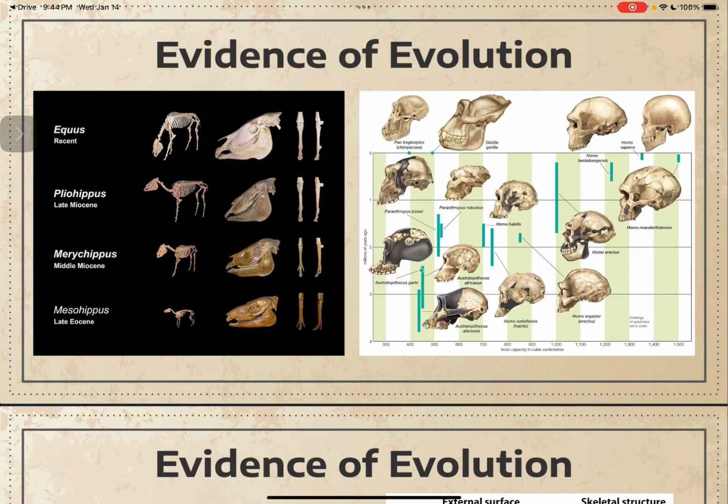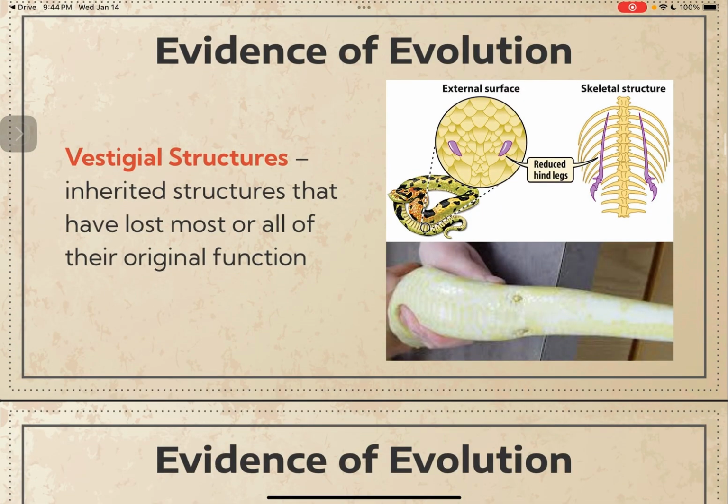On the right-hand side, we have chimpanzees, gorillas, and then Homo sapiens, which are humans. And there is a theory that we evolved from them. Who knows? I'll let you decide for yourself.